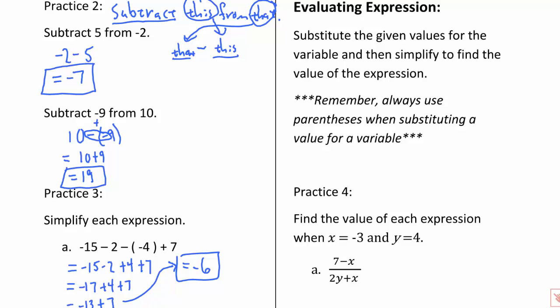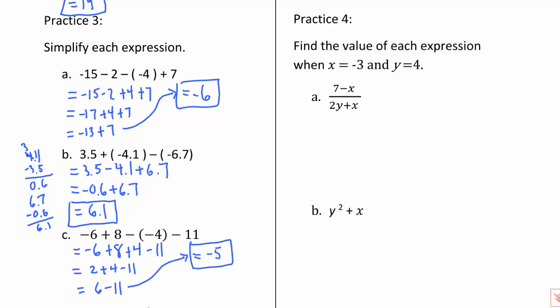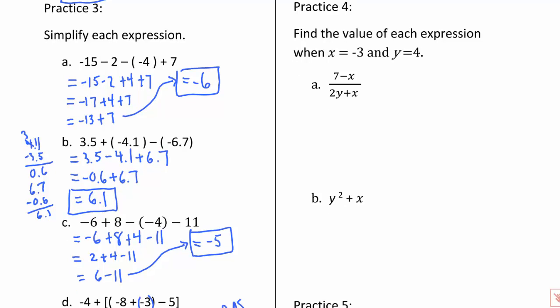Now I'm going to read what it says here and then I'm going to talk about it a little bit. It says substitute the given values for the variable and then simplify to find the value of the expression. It says remember, always use parentheses when substituting a value for a variable. Now, this right here is extremely important because whenever we evaluate something, or when we substitute something into an expression, it's always easier to substitute it using parentheses.